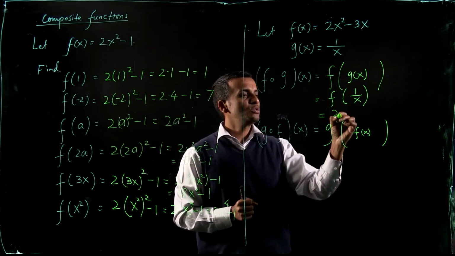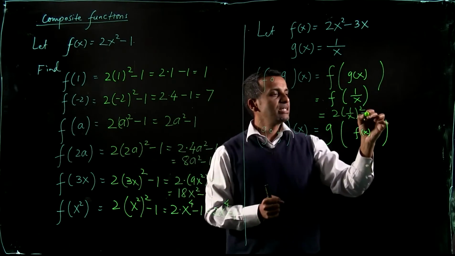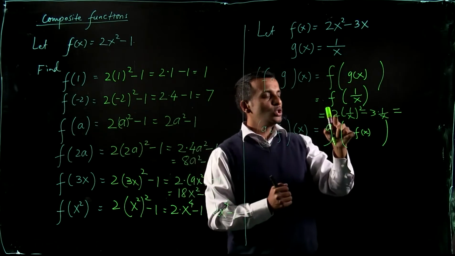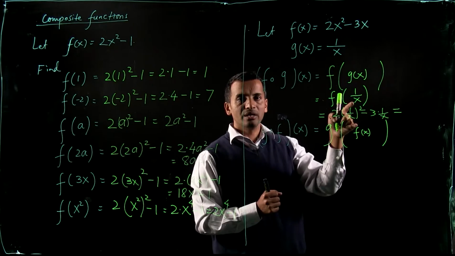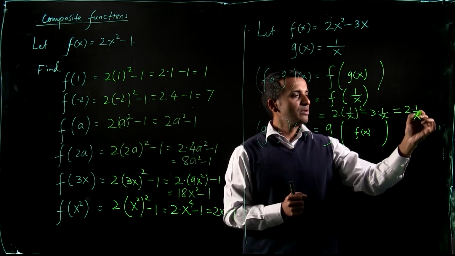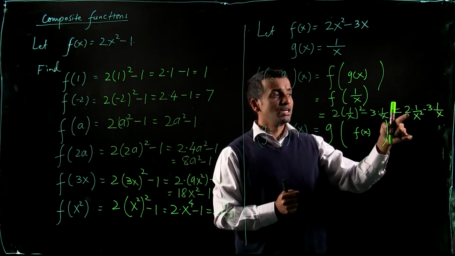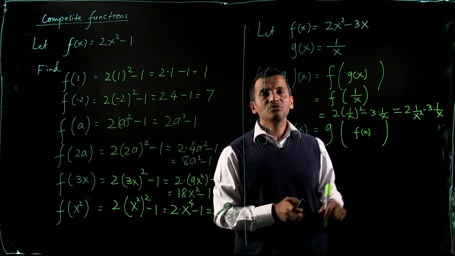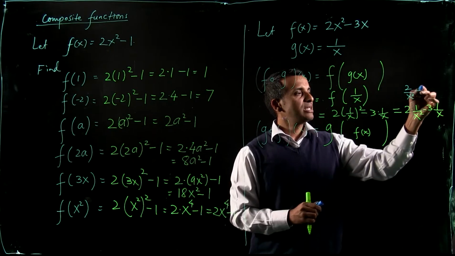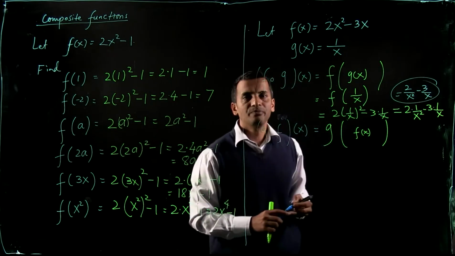So what do you do then? You do 2 times (1 over x) whole squared, right? And then minus 3 times 1 over x. So if you simplify that, what do you get? 2 times, what is (1 over x) squared? This is 1 over x squared, right? So 2 times 1 over x squared minus 3 times 1 over x. Or for simplicity, you can write 2 over x squared minus 3 over x. You can write it that way too. This is also fine, or that is also fine.